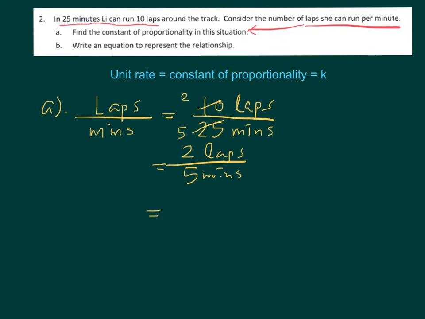And the unit rate is 2/5 of a lap, so 2/5 laps in every minute. Okay, so now you have the unit rate, and remember, unit rate is the same as the constant of proportionality, which is k. So your k here is 2/5.